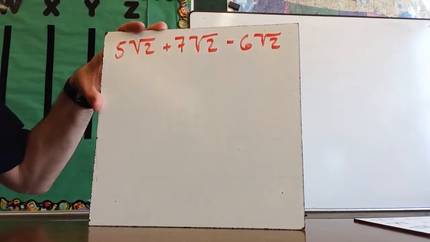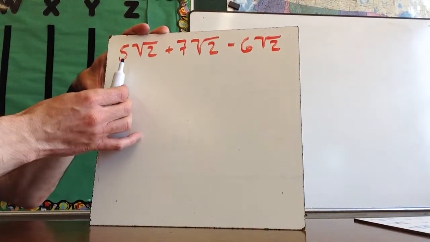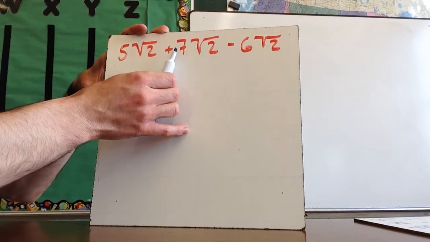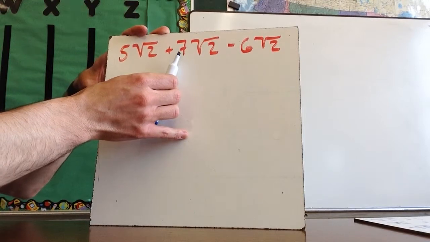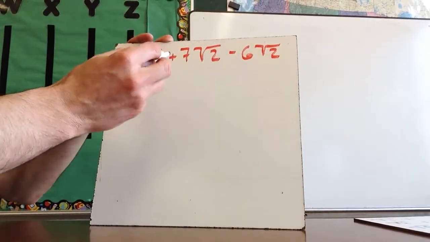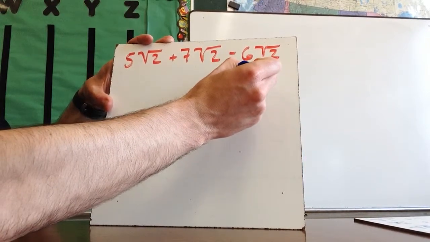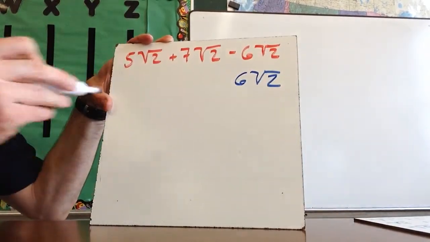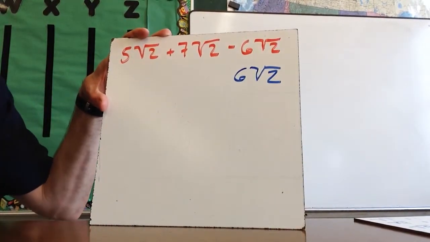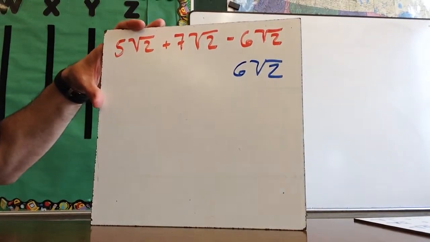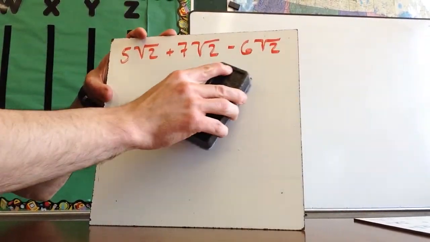And I'm actually going to show you why this trick works in just a second, but essentially I'm going to add 5 plus 7, which is 12, and then 12 minus 6 is 6, and so my final answer is going to end up being 6 times the square root of 2. And a lot of people want to know, why is it that I'm allowed to do that? Okay, and so I'm going to erase this. We'll come back to that in a second.